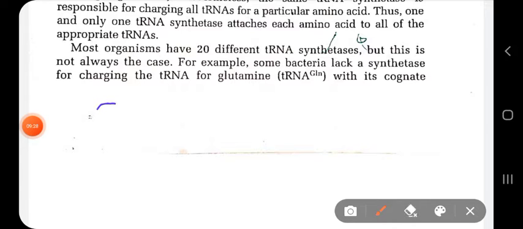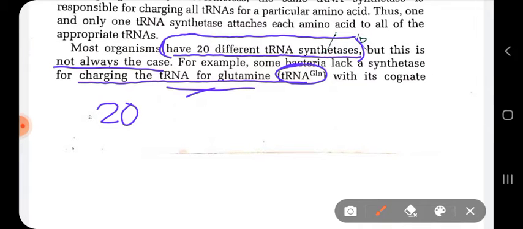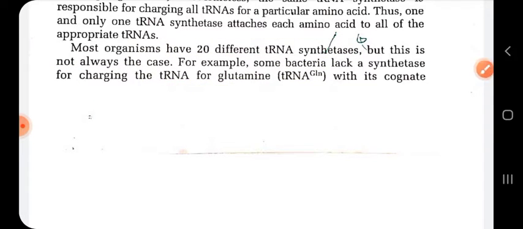Most organisms have all the 20 different types of amino acid tRNA synthetase, but this is not always the case. Some bacteria lack the synthetase for charging the tRNA with glutamine. So the amino acid tRNA synthetase responsible for charging the tRNA with glutamine is absent in some bacteria. So what does it do? How is the tRNA attached with glutamine, by which amino acid tRNA synthetase enzyme can carry out this process?